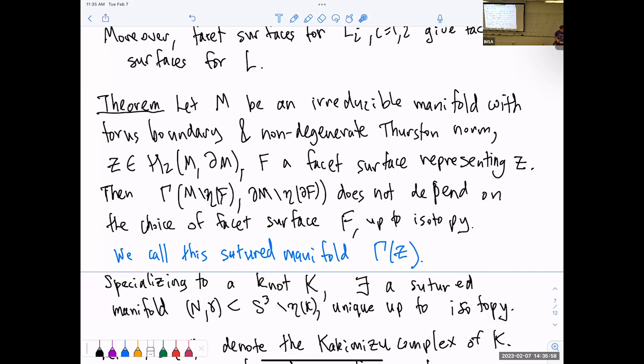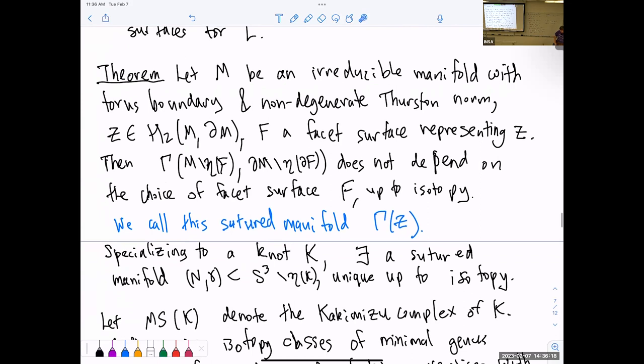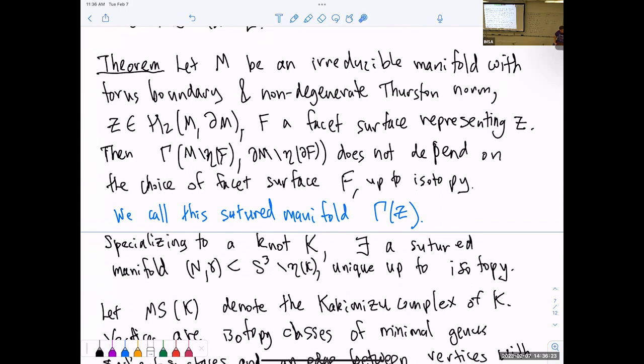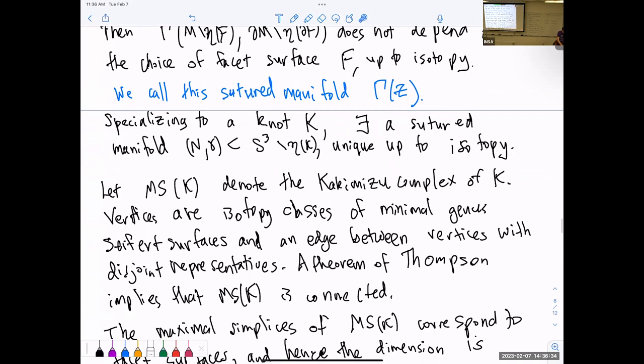And part of the motivation for this, I'll get to maybe later, originated when I was thinking about the virtual fibering conjecture, and it gave a criterion for manifolds to be virtually fibered. So this is the origin of some of these ideas. I suspected this was true a while ago, but now we have the proof of this. Specializing to a knot, you have this unique sutured manifold sitting inside of a knot complement that's obstructing the fiberedness of that knot.